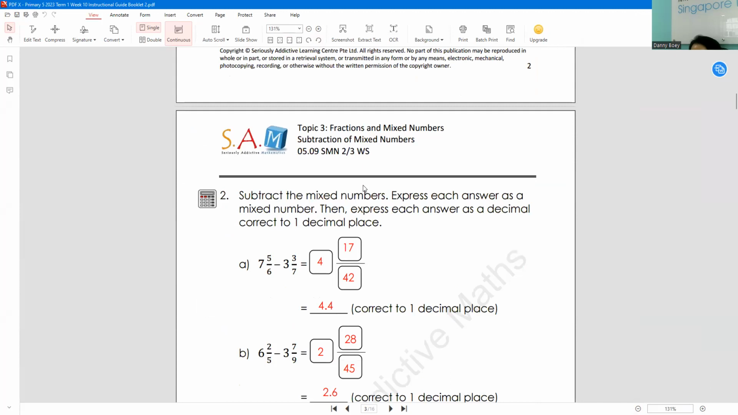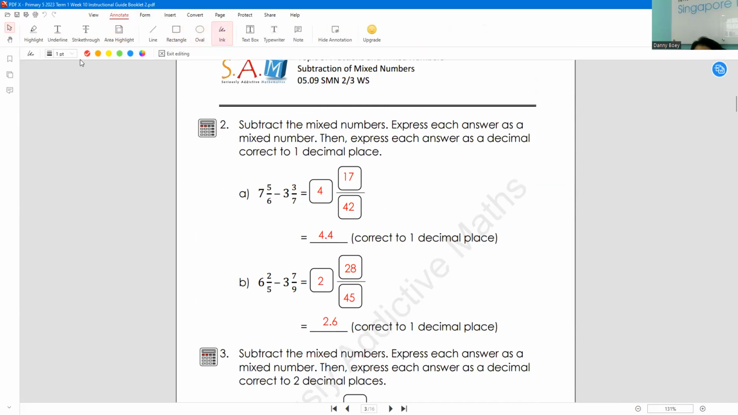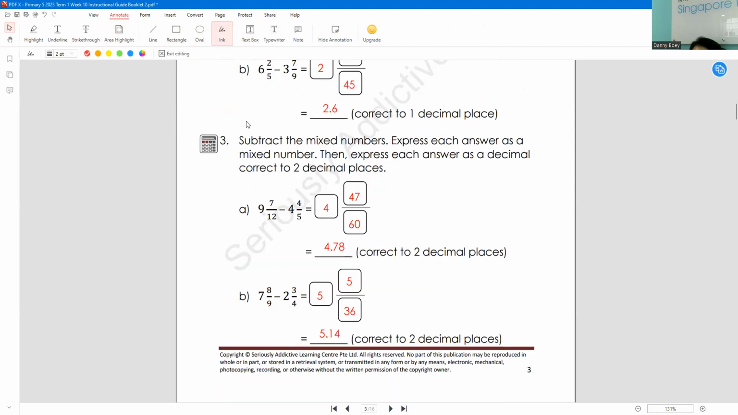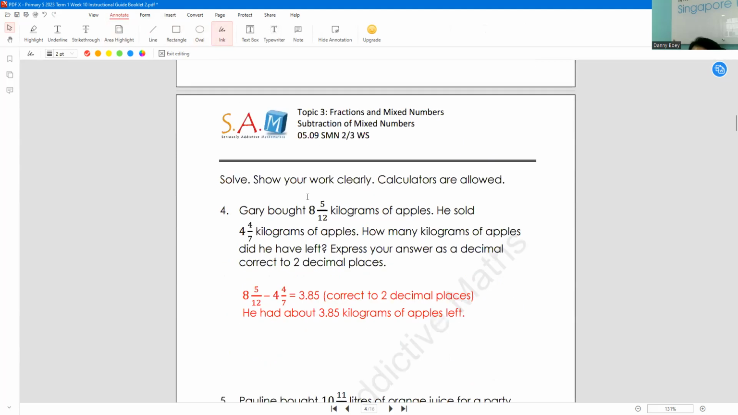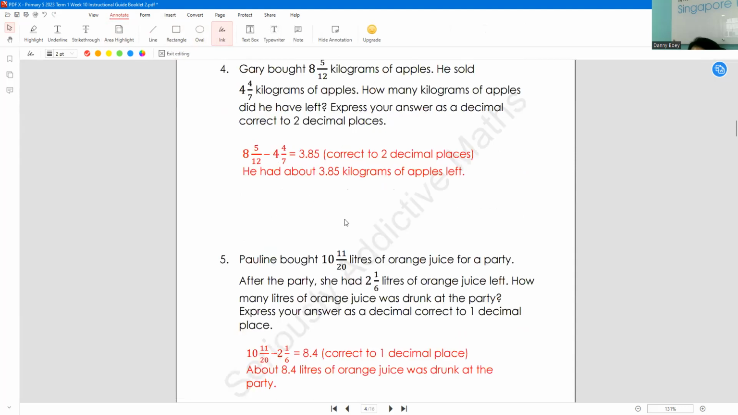I would just say the questions to practice are not this one over here, but when they have to express the answer with decimal. So for this kind of question, let me get my pen ready. It's not ready yet. For this kind of question, get them to do question 2, question 3 as well. If they have a calculator, use it. And then after that, they can do one of this question.